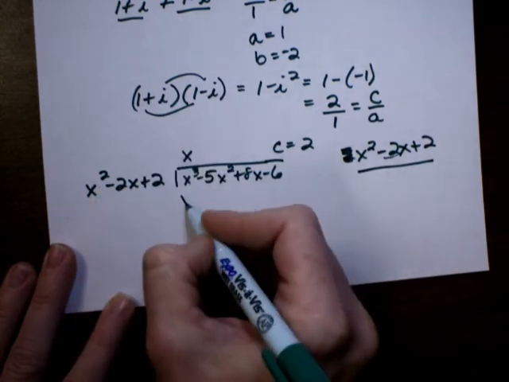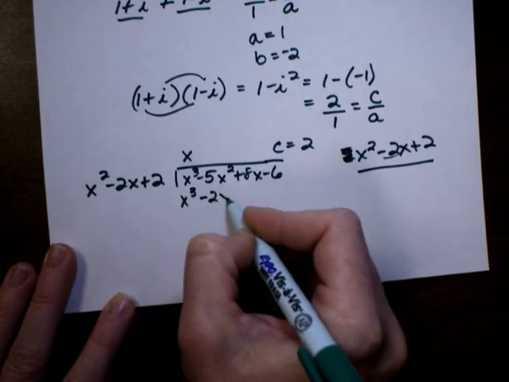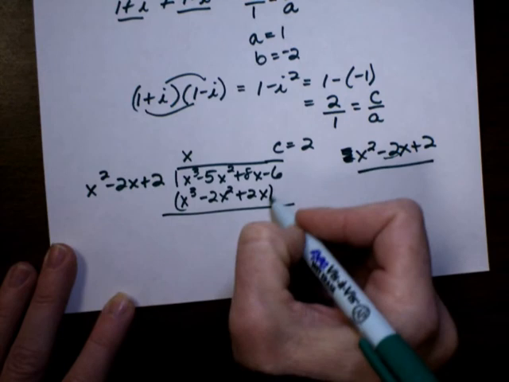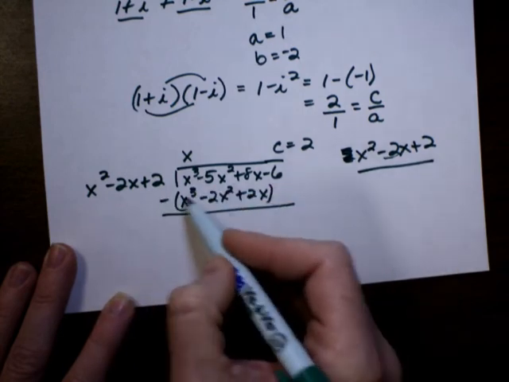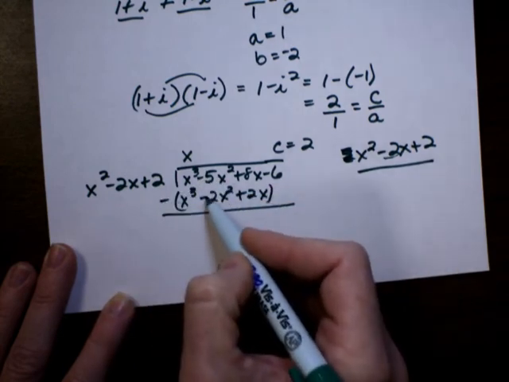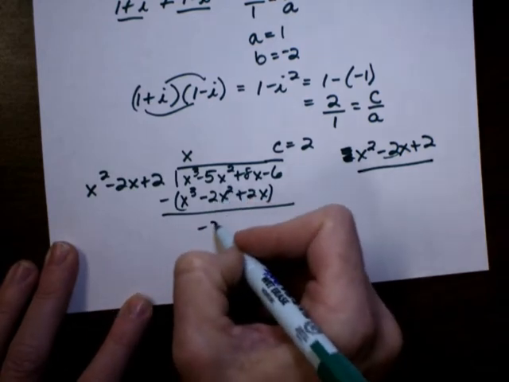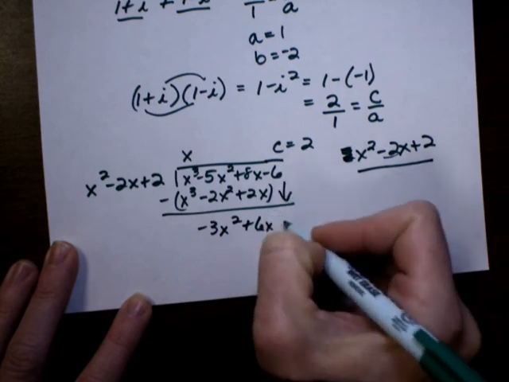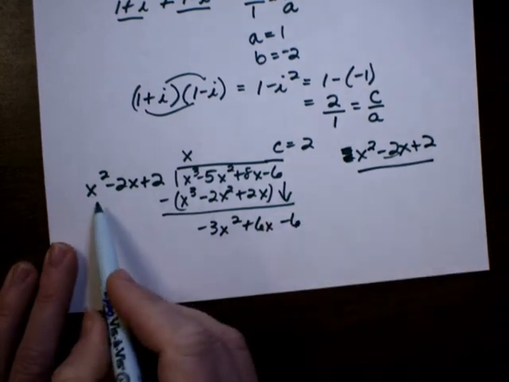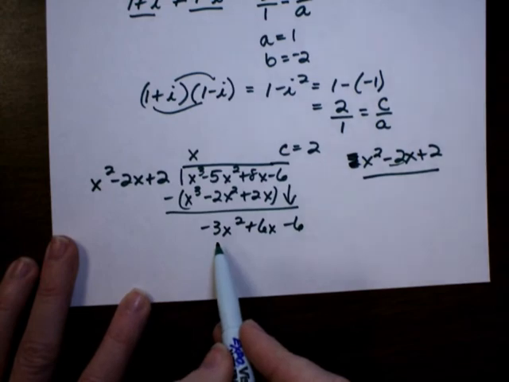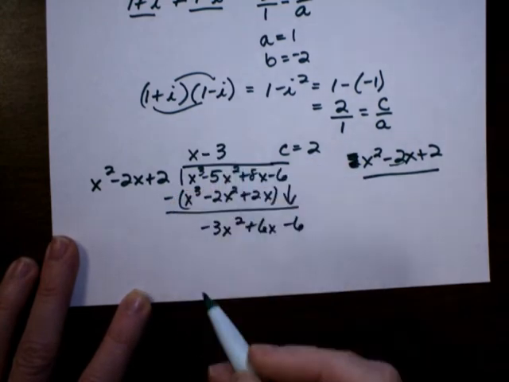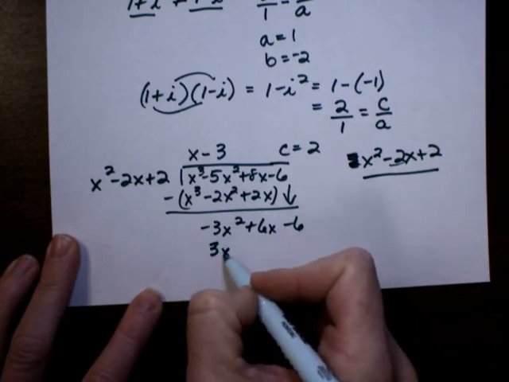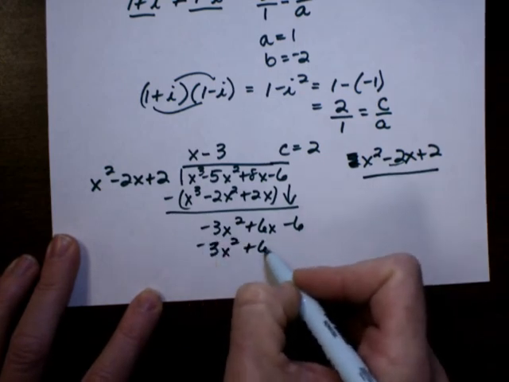Multiply back through, subtract everything in here. So this is going to cancel to 0. We have negative 5 minus a negative 2. It's going to make that a plus 2. 8x minus 2x. Bring down my negative 6. What do I have to multiply x squared by to get negative 3x squared? Negative 3. Multiply back through, and we have negative 3x squared plus 6x minus 6.